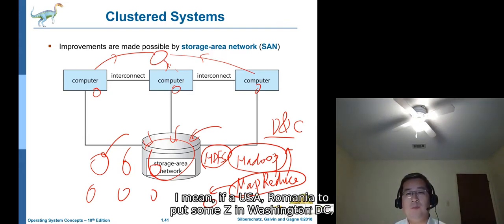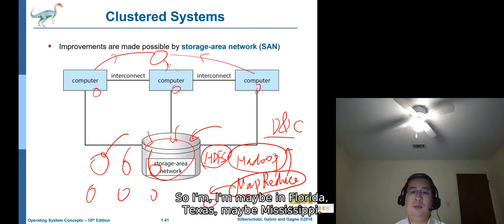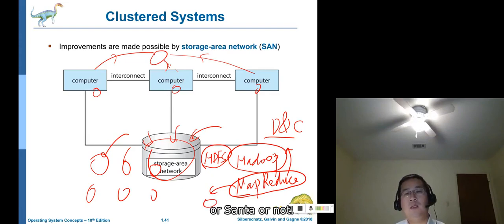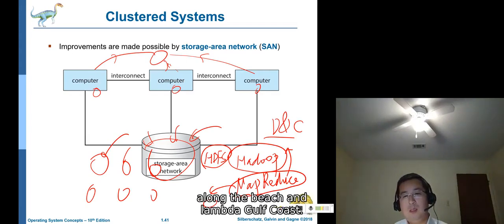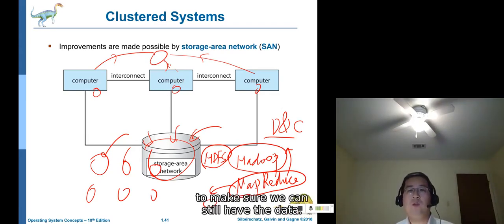We may need to distribute the replicates in a lot of locations. For example, in the USA, we may need to put something in Washington, something in DC, New York, maybe Florida, Texas, Mississippi, any location, maybe Arizona, if they have a data center there. In case of disasters, for example along the Gulf Coast, we may have hurricanes. Maybe in California we may have fires. We just want to make sure we can still have the data if something goes wrong, hardware failure or natural disasters.